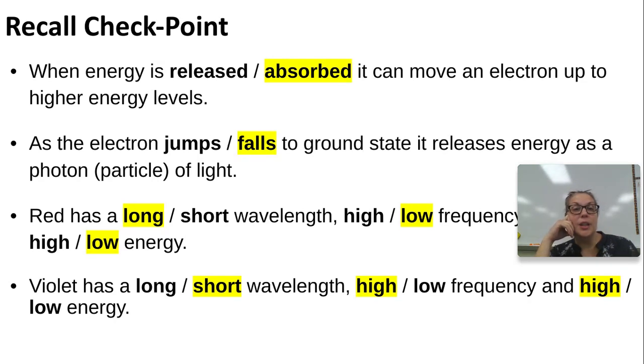We know red has a long wavelength, low frequency, and a low energy. It's a very lazy wave. Where violet is a short wavelength, high frequency, high energy, very hyper wave.